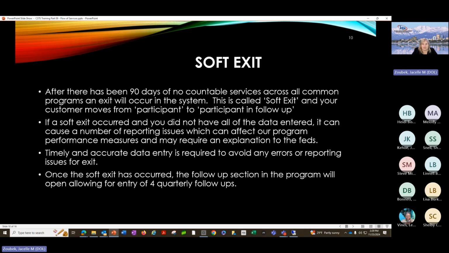We want to enter it timely. If you do need someone to reopen an exit, that needs to go to your program coordinator anyway, and then they have to determine what needs to happen if an exit was reopened, because we may have already reported on that. So timely and accurate data entry is required to avoid errors with reporting issues for that exit. Once that soft exit has occurred, the follow-up section in the program will open, allowing for the entry of 4 quarterly follow-ups. And it'll always say required by, so it'll give you an idea of when you should enter that information.